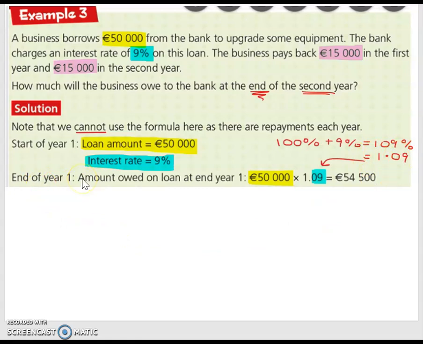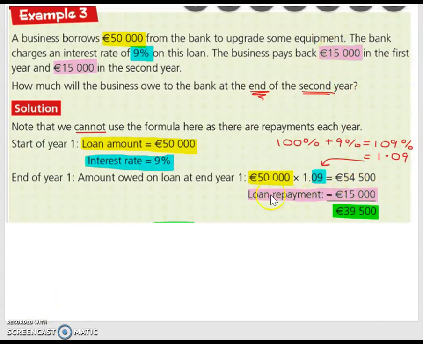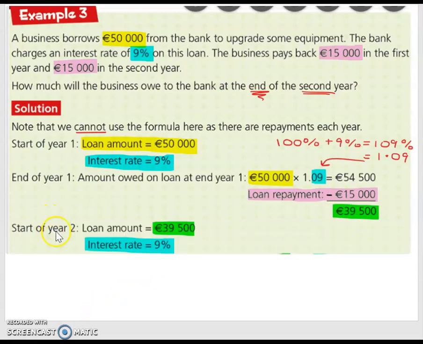At the end of year 1, the amount owed on the loan is €50,000 multiplied by 1.09, which is €54,500. Now we're going to have to take off the €15,000 that they're paying back. Subtracting the loan repayment of €15,000 leaves us with €39,500. Now we're going to apply the same process with the same multiplier, but with our new amount, €39,500. So at the start of year 2, the loan amount is €39,500.